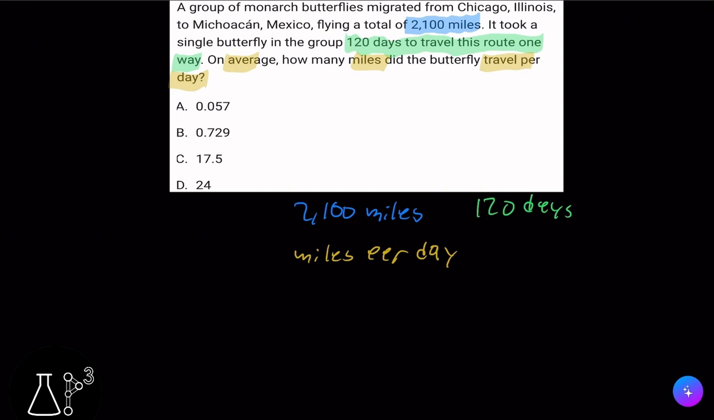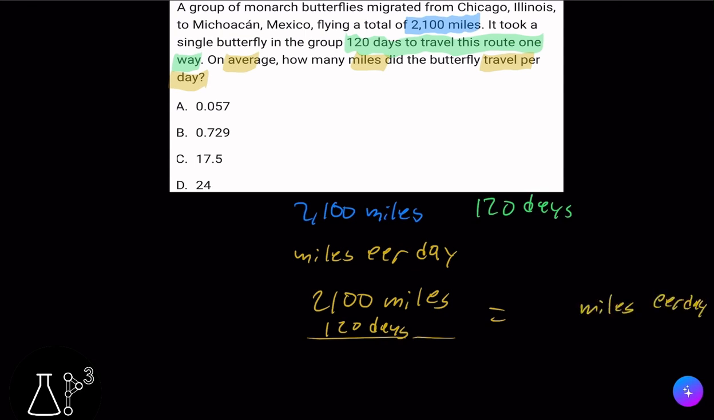So we can rewrite it as 2,100 miles divided by 120 days. And we're going to get a number, miles per day. So if you plug that into a calculator, you should get 17.5. And that is our answer, because this gives us the average of how many miles the butterfly traveled per day. So the answer is C.